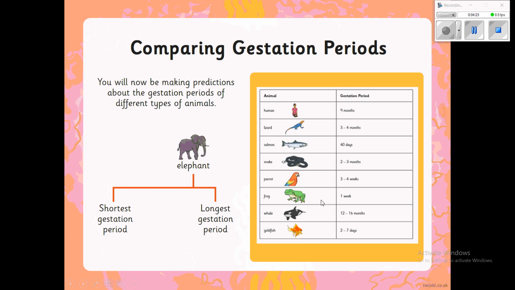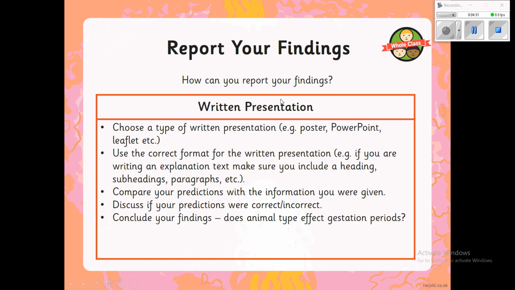Okay, so write down again for me one of these, and you're going to do the correct answers this time using this table. Okay. So hopefully you've given that a go now, and what I want you to do, I want you to report your findings for me. So you want to choose a type of written presentation. So what I mean by this is just like a poster, a PowerPoint, a leaflet, something like that, and you're going to report what you have found.